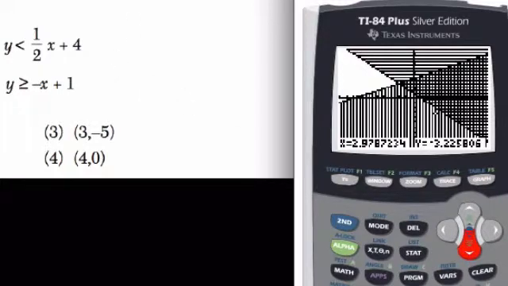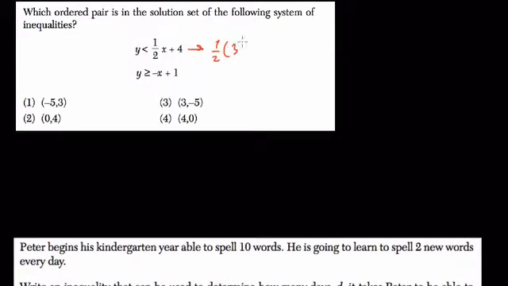And that just means that if we were to plug it into this first equation here, if we plug 3 in, right? We'll plug this one first. 3 is x. It's 1/2 times 3 plus 4. 1/2 times 3 is 1.5 plus 4 equals 5.5. Now, is 4.5 greater than y? Yes, if y is -5.